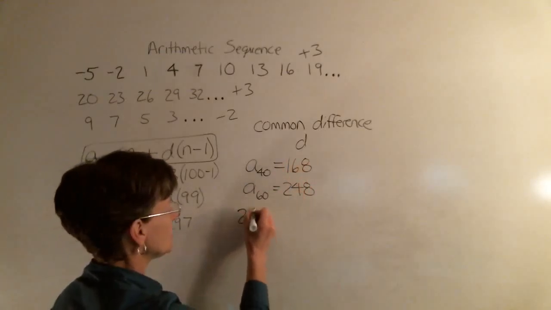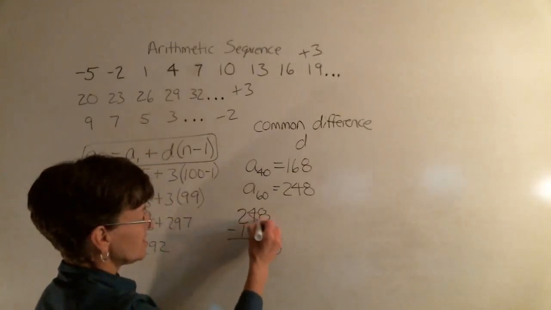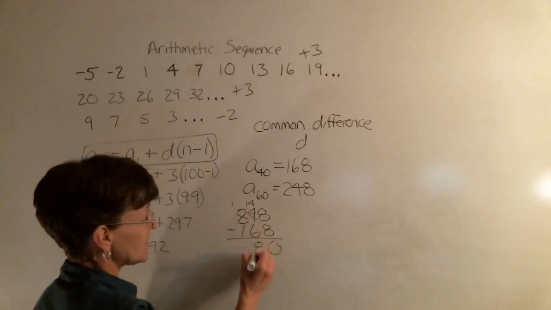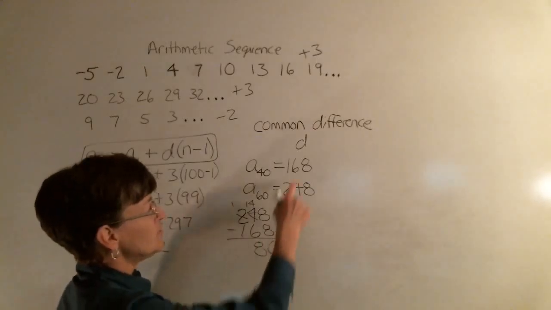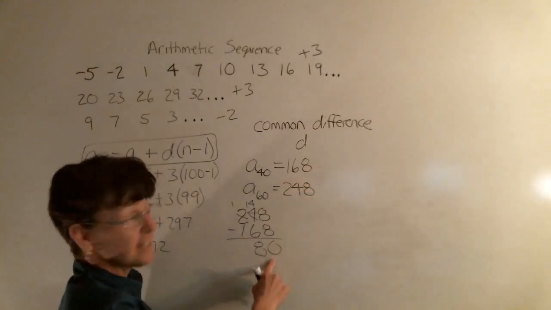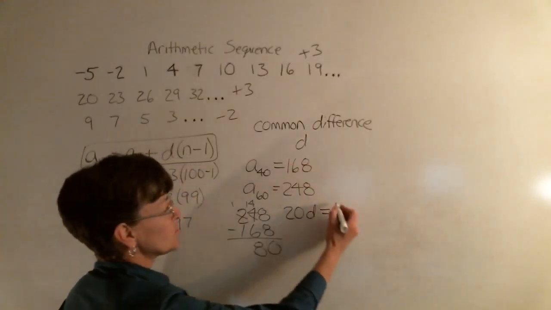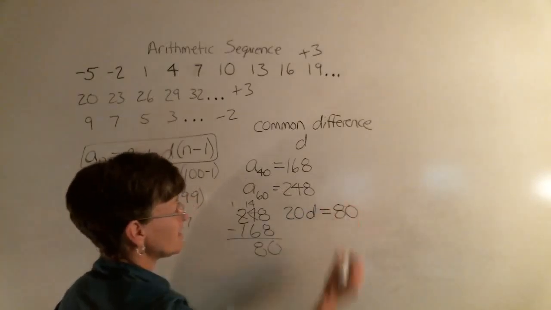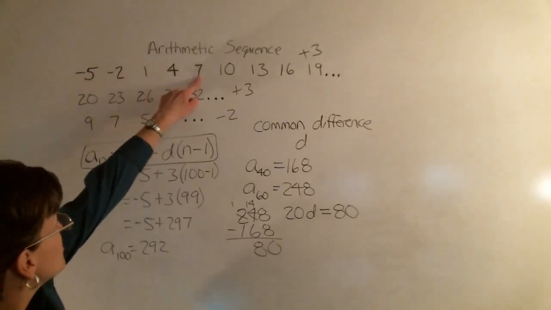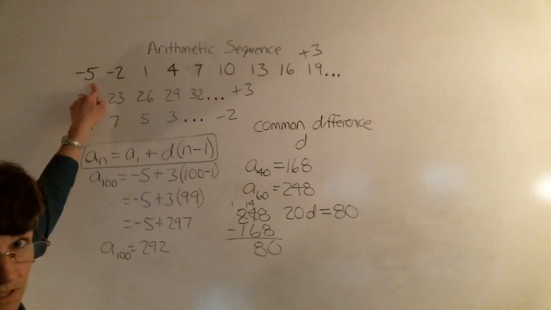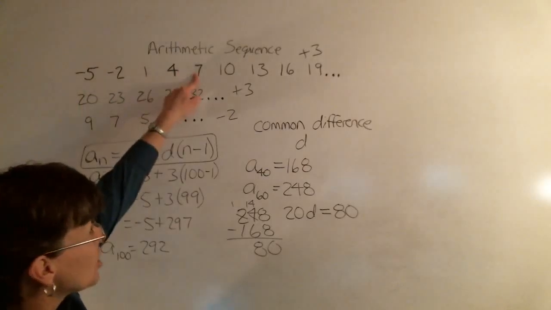Well, let's just see how far that is. 248 minus 168. All right, this is 0. 14 minus 6 is 8. So I'm going to have to add 20 D's to get that 80 difference. So 20 D's gives me the difference between these two numbers, gives me 80. Just like 4 D's gave me the difference between 7 and negative 5. 4 times 3 is 12. I had to add 12 to negative 5 to get all the way up to 7.